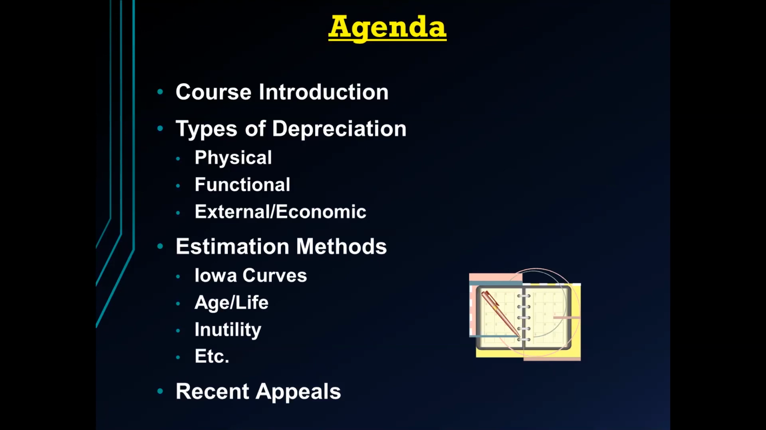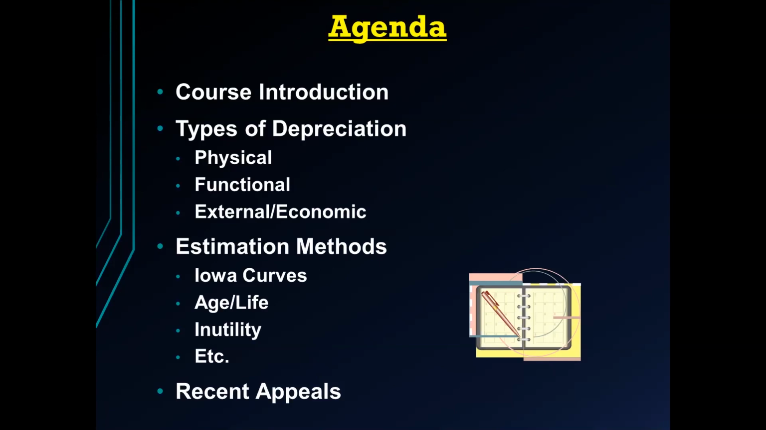We'll also spend some time talking about inutility. For those of you who have taken the advanced personal property class, that part will be a little bit of review. The materials are basically the same as that, but we'll talk about inutility, how you measure it, what types of property you can use that for. And I skipped over age life on purpose because then we will talk about age life.